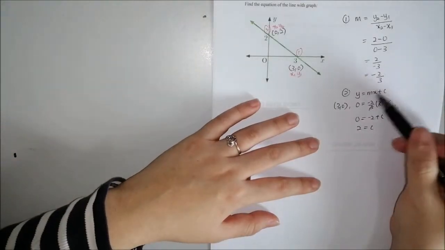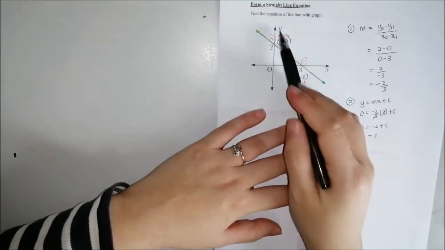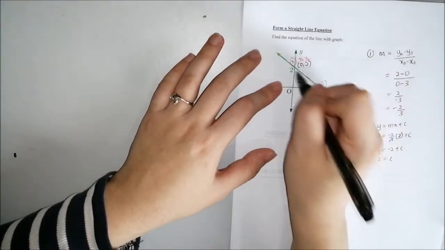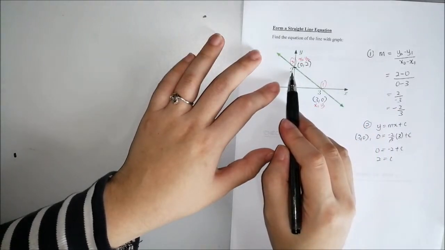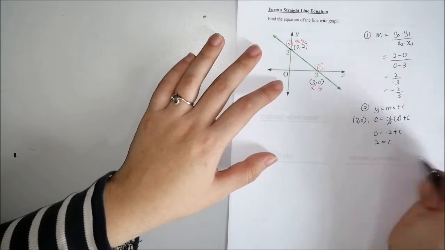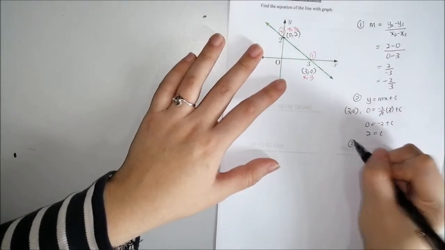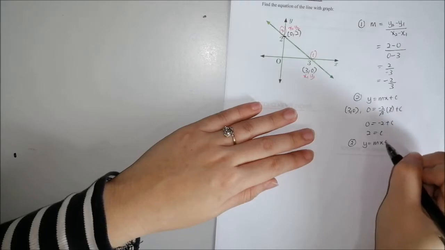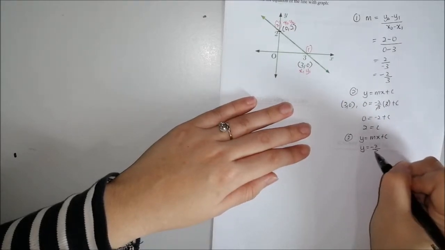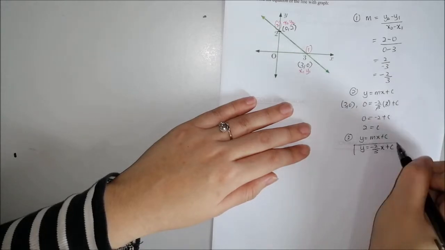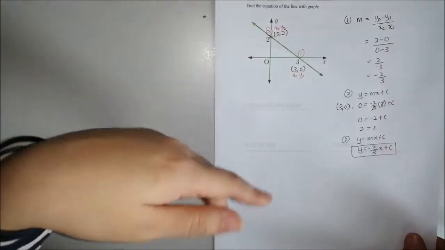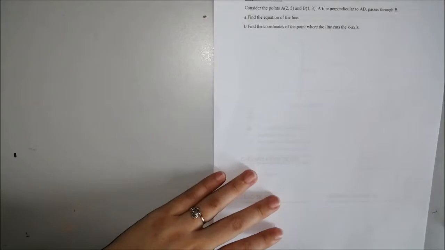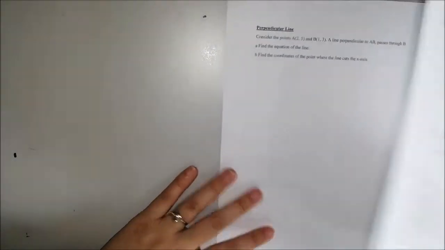Actually, you can use this formula, or if you know how to read this graph, just now I told you, if the line passes through the y-axis, this is the y-intercept. Okay, so we already get the c. So third one, form the equation y equals to mx plus c. So the m is negative 2 over 3, the c is 2. So this question is finished. It's an easy question. Normally 1 minute you can do. It's very simple.